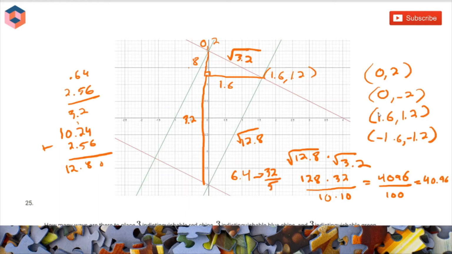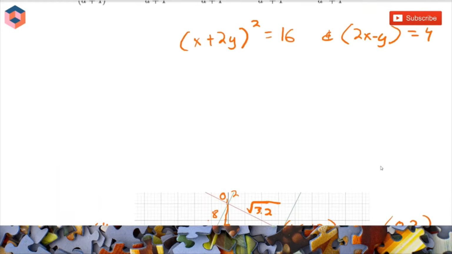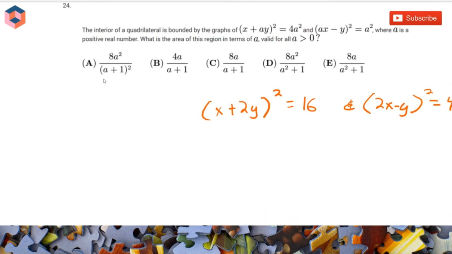32.5. Now, let's plug in our answer choices for a. If we plug in 2 in this first choice, we get 2 squared, that's 4, times 8, that's 32, over 2 plus 1, that's 3 squared, 32 over 9. That does not seem to work.